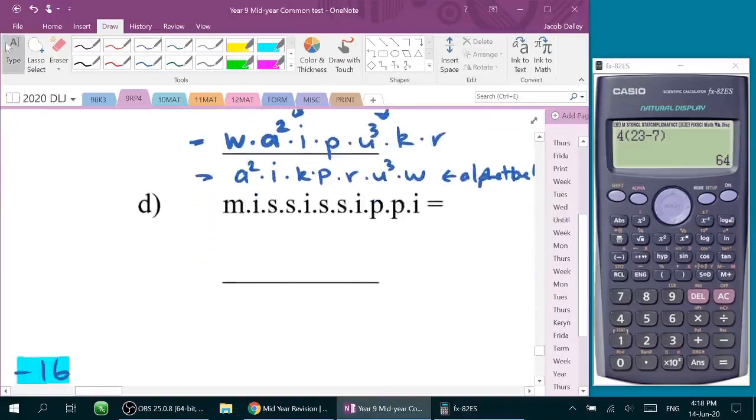Alright, Mississippi. We'll try the same thing here. So only one M. There are 1, 2, 3, 4 I's, so we have I to the power of 4. Next we have 1, 2, 3, 4 S's, S to the power of 4, and then we have 2 P's, P squared.